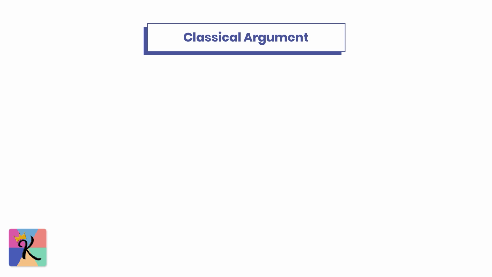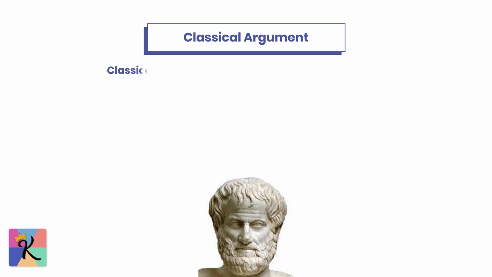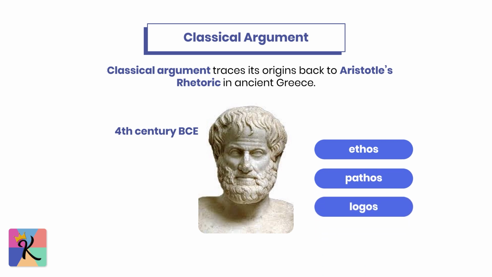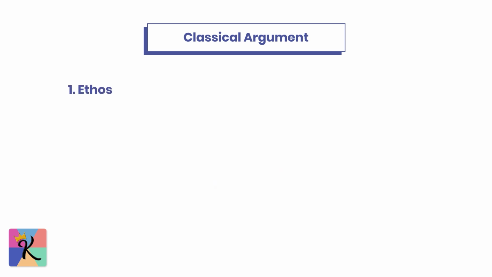Classical argument. Let's start with the classical argument, which traces its origins back to Aristotle's rhetoric in ancient Greece. Despite being written in the 4th century BCE, it remains one of the most influential works on persuasion. The classical argument is built around three key rhetorical appeals: ethos, pathos, and logos. Understanding these appeals helps you recognize how authors in Carr's passages try to persuade their audience.